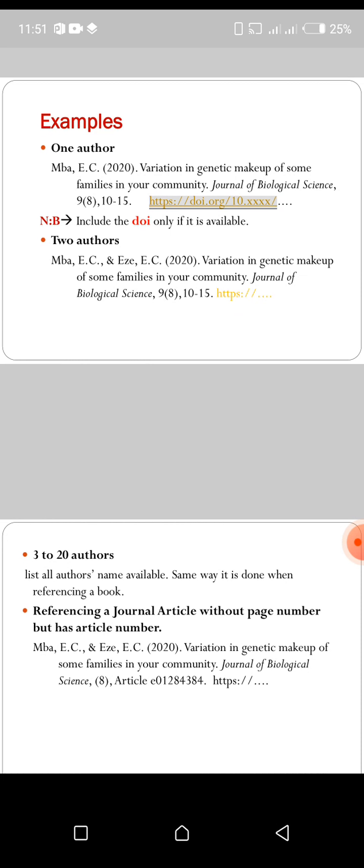The journal title, Journal of Biological Science, must be italicized. The volume number is italicized. So 2 things are italicized here in referencing journal articles. They are the journal title and the volume number. The journal title and the volume number are the 2 items italicized in referencing a journal article.